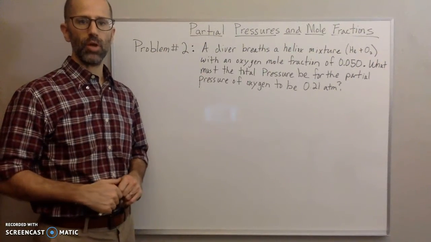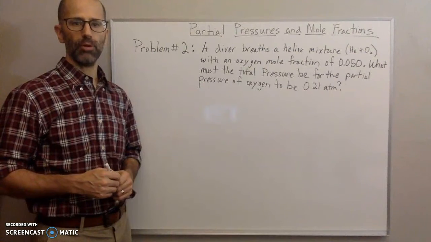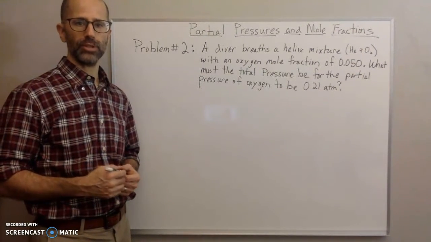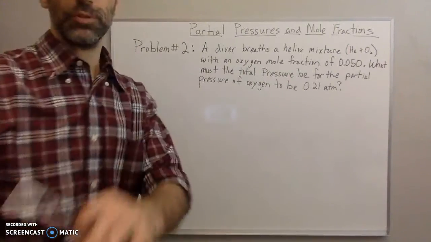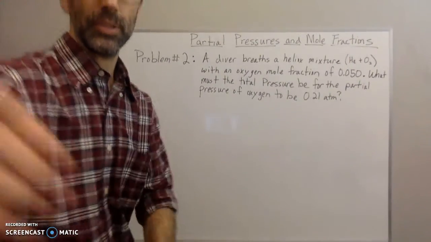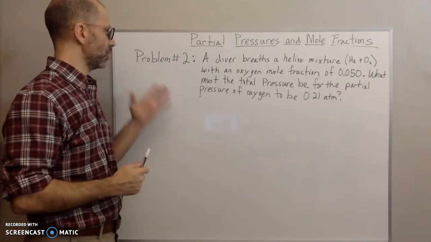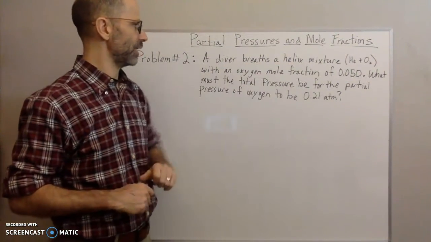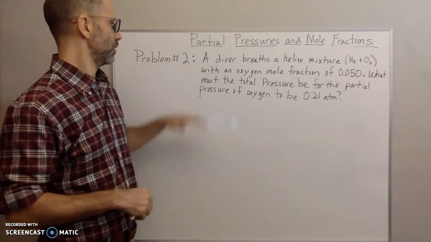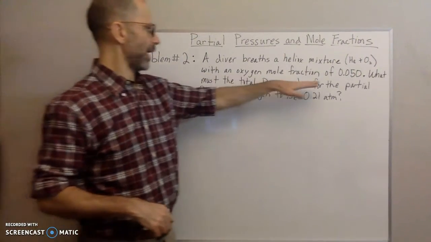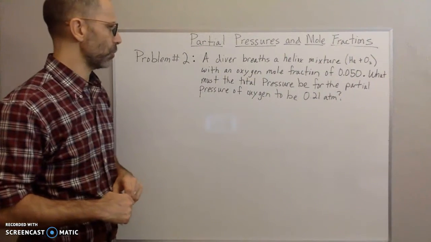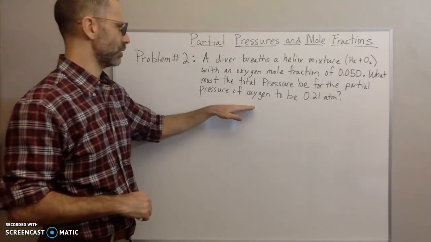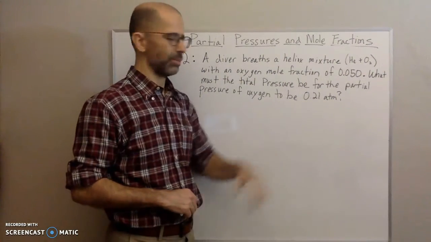My name is Mr. Cobalt, and today in this video I will be going over another problem involving partial pressures and mole fractions. So in this problem, we're again given a diver. A diver breathes a heliox mixture. Again, heliox is a mixture of helium and oxygen, and it has an oxygen mole fraction of 0.050. What must the total pressure be for the partial pressure of oxygen to be 0.21 atmospheres?